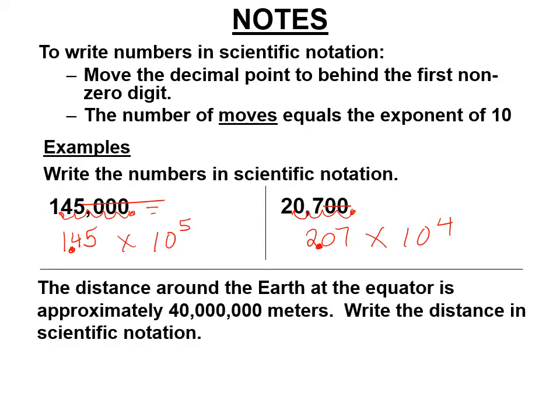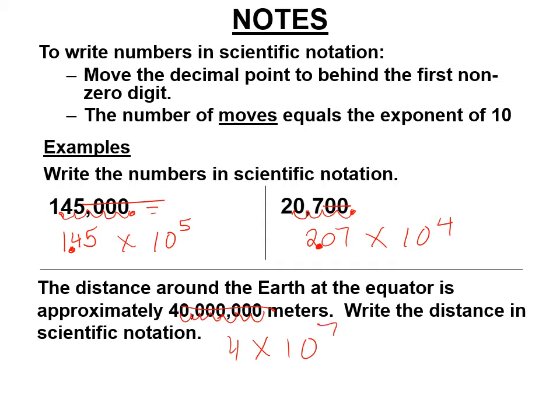The distance around the Earth at the equator is approximately 40 million meters. Write the distance in scientific notation. So get rid of all those zeros. We write 4, right? We don't have to write 4 point. 4 times 10, and it was 1, 2, 3, 4, 5, 6, 7.